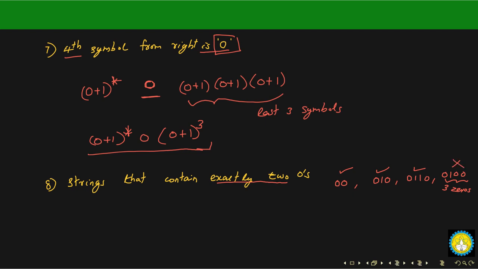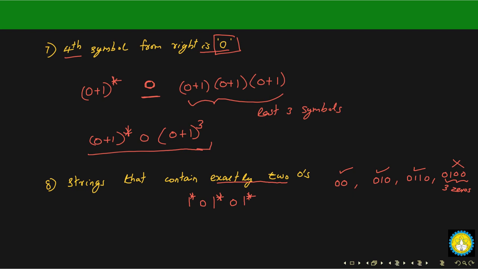So let's start designing it. I should see a 00. That's the only condition there. In between, I can have anything. So you can even begin with a 0 or a 1. I can write it like this: 1 star, then followed by 0. Again, I'm putting a 1 star because I can have ones in between also. Again I can see a 0, again followed by a 1 star. This is the way I'm designing it.